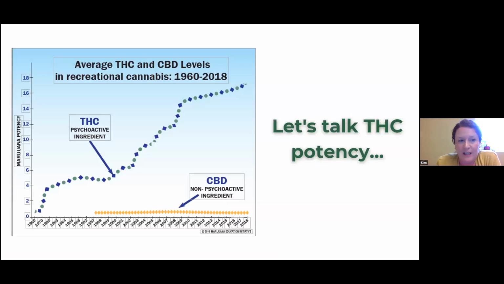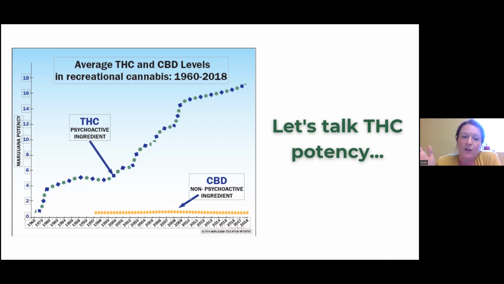The biggest thing that I always say when I talk about marijuana specifically to parents is that we are not dealing with the hippie pot of the 70s. We are nowhere near what that pot was. When we look at the THC levels in recreational cannabis starting in the 1960s, we were looking at less than 1%. So my question to everybody is, how much pot did those hippies smoke? They smoked a lot of pot to get any kind of real effects from it.